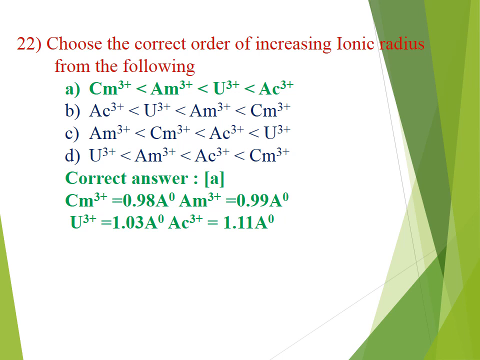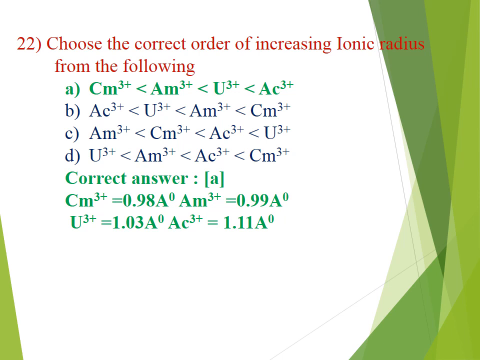22. Choose the correct order of increasing ionic radius from the following. Here the option A is correct: Cm3+ < Am3+ < U3+ < Ac3+. Therefore, the correct answer is A.